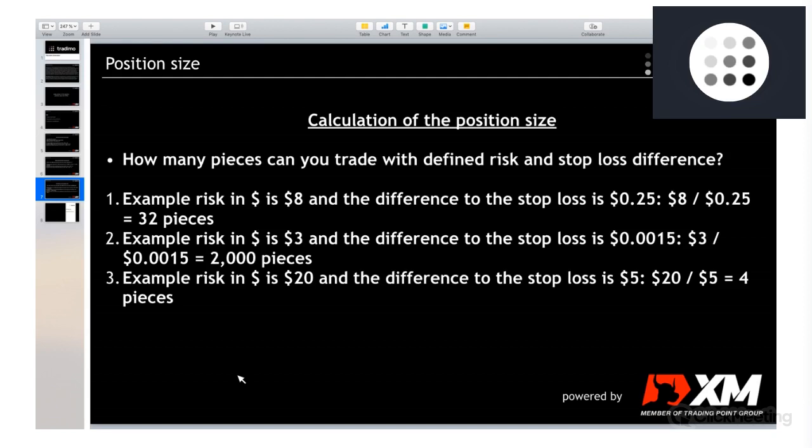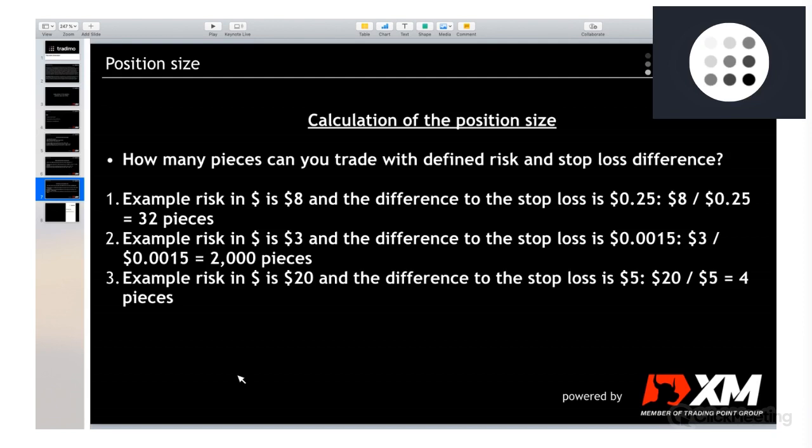Second example: the risk in dollars should be not more than $3, and the difference to the stop loss is 0.0015, or in other words, 15 pips. Then the calculation is the same. You calculate $3 divided by 15 pips, and this leads to an optimal position size of 2,000 pieces.